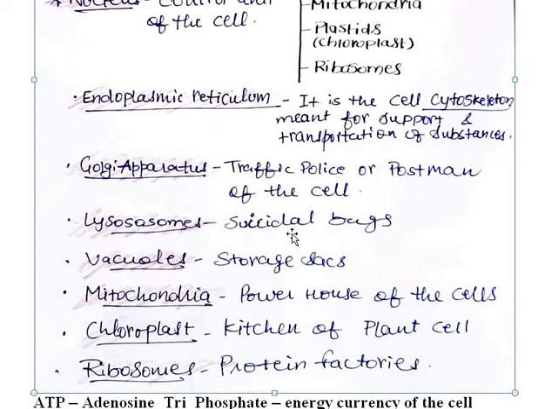So these are the suicidal bags, because they go inside a cell which is infected with a pathogen, where it will burst. It contains very powerful enzymes. I will discuss later what enzymes are. Those enzymes or chemicals kill the pathogen and even kill the whole cell, just to protect the healthy neighboring cells. So we call them suicidal bags. Then there are vacuoles, which are larger in plants and smaller in animals. These are the storage sacs which store food.